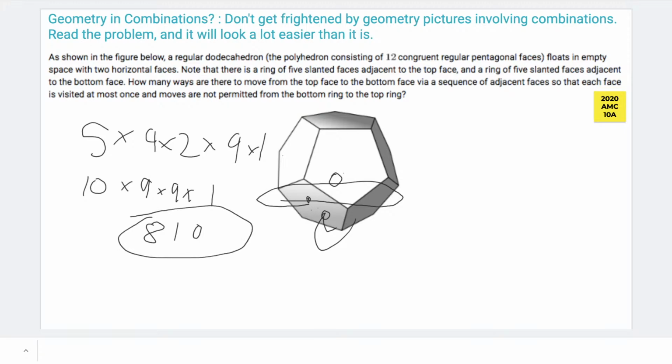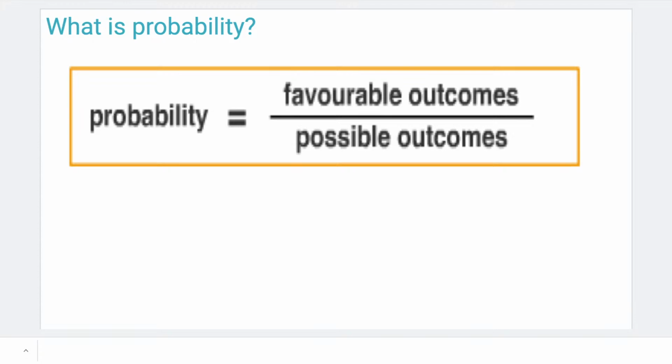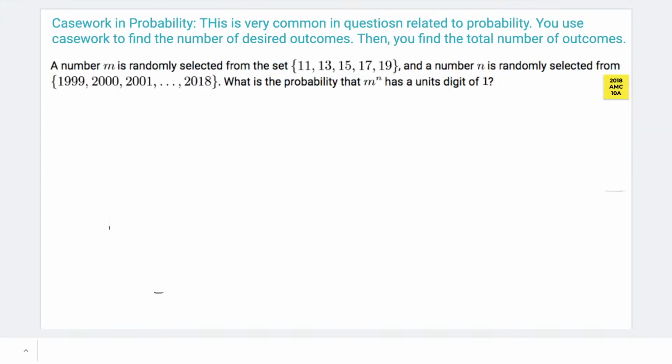So the next concept, probability in simple words, is just favorable outcomes over possible outcomes. And this is just some basics for those who don't know what it is. And now let's move on to some harder problems. You can also find casework in probability, and this is very common in questions related to probability. You use casework to find the number of desired outcomes. Then you find the total number of outcomes.